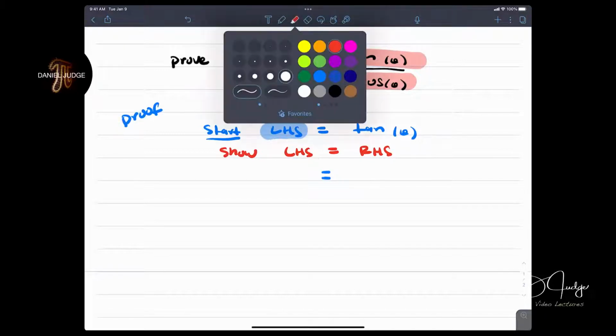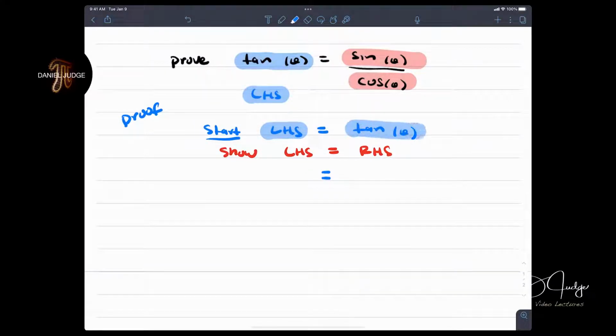We know tangent, ladies and gentlemen, is defined a certain way. Tangent is defined as y over x, where x is not equal to 0. And we have to go back to that unit circle. Okay? So we have to go back to the unit circle. We remember this is the definition for those circular functions. This is by definition from circular functions.